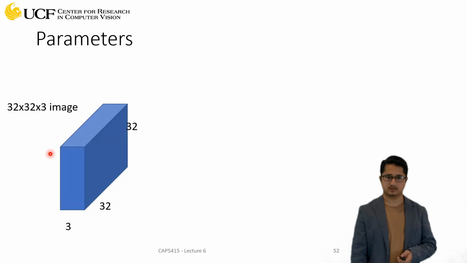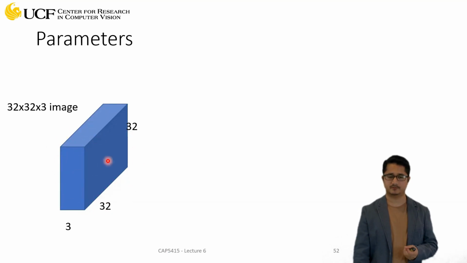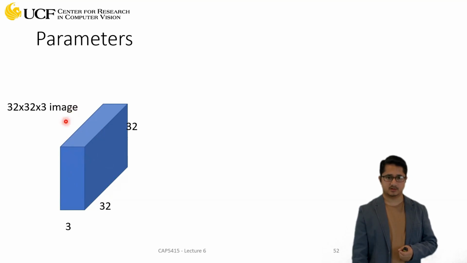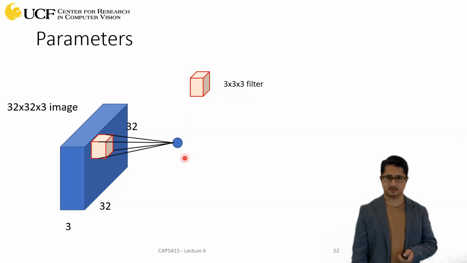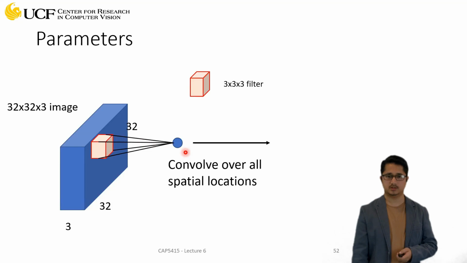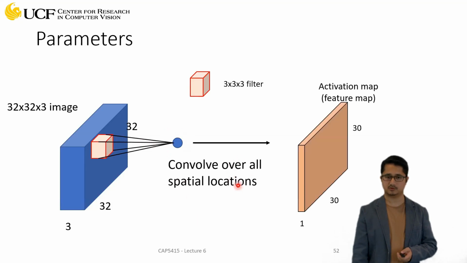Let's say we have a certain volume. It could be an input image, or it could be a feature map in between your CNN. The shape is 32 cross 32, depth is 3. And let's say we are using a filter of shape 3 cross 3 cross 3. As we discussed, if you apply this at one location, it's going to give you one number. And then you convolve over all the possible spatial locations, and it's going to give you an activation feature map.